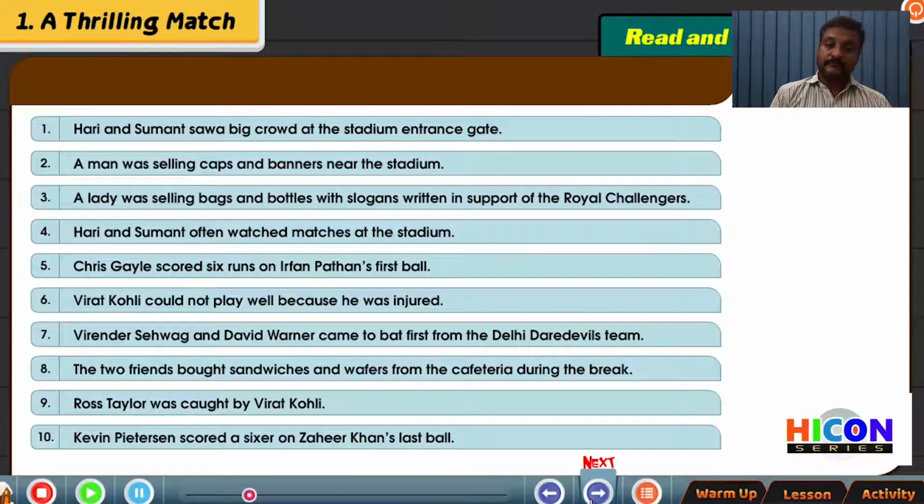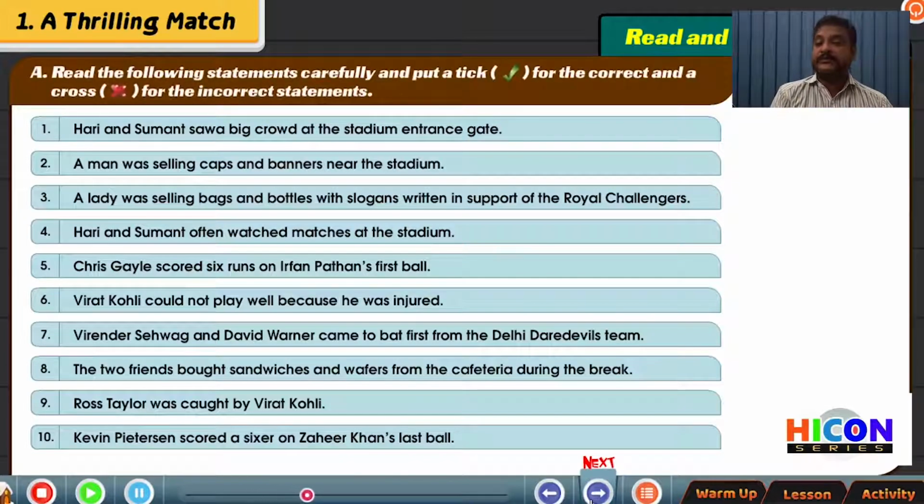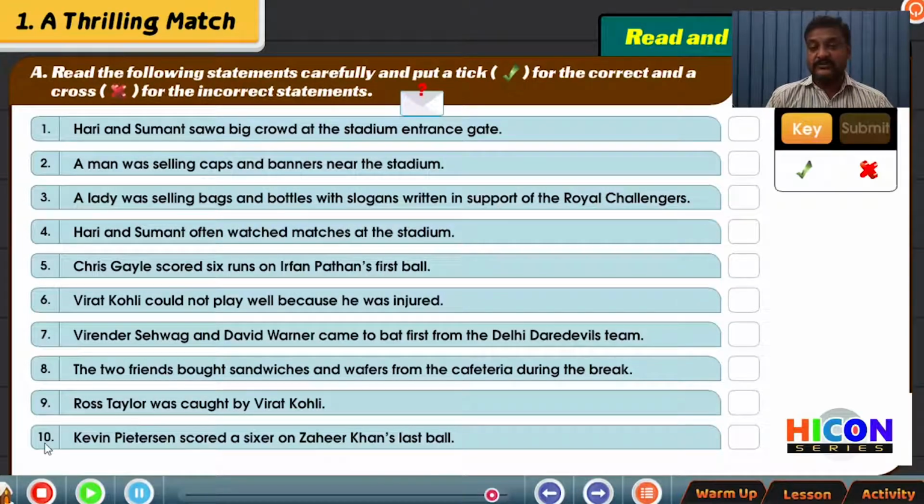Yeah. So we have got 10 sentences over here. 1, 2, 3, 4, 5, 6, 7, 8, 9, 10. All these sentences are actually taken from the text that we have learned. So what we need to do now is read these sentences and check whether they are true or false, meaning whether they match what we learned in the lesson, or are against something that we have learned from the lesson.